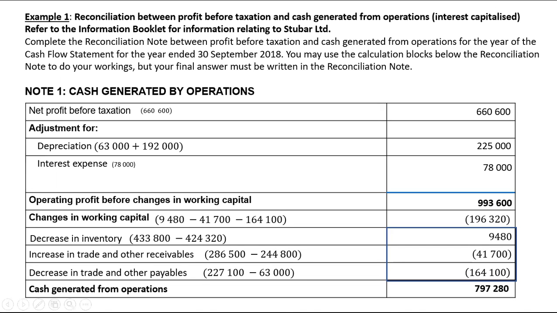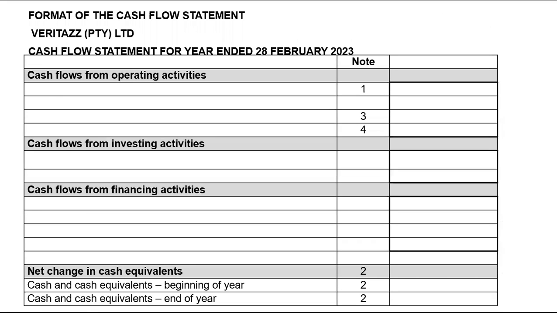Take that straight to the cash flow statement, and you will record that under operating activities, and you'll write there cash generated from operations from note number 1. It will be that 797,280. Remember, we had interest paid. There was no information about accrued expense on interest or any information about missing interest. So that 78,000 that we had in our note number 1, we'll simply record it here as a cash outflow. All right, it's interest paid. Paid means there was a cash outflow.